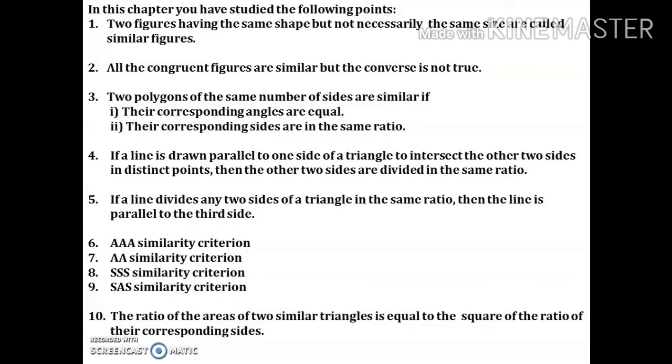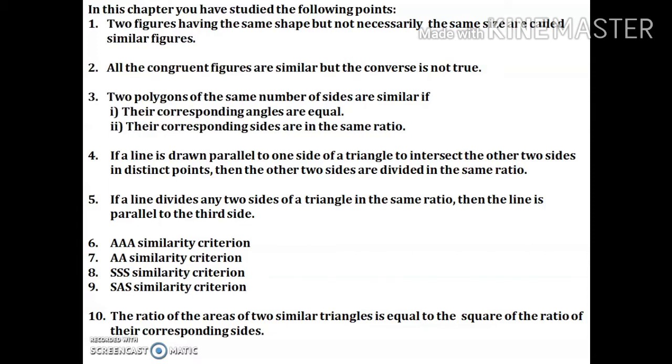Fifth point. If a line divides any two sides of a triangle in the same ratio, then the line is parallel to the third side. So, the fifth point is the converse of the fourth point. So, converse of Thales theorem, T-H-A-L-E-S. The proof of this is also very important. Now, you have four conditions that are used to prove the similarity of two triangles. You have to study the proof of each theorem.